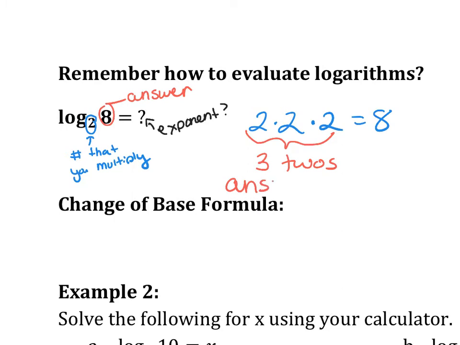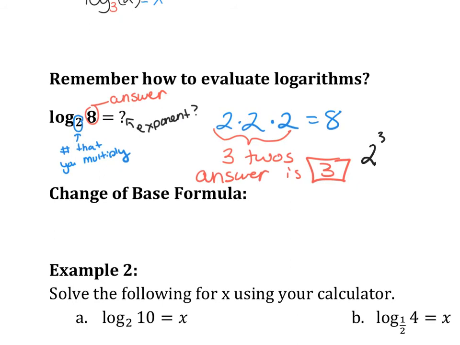So since we multiplied 3 2's, our answer is 3. Because 2 to the third power equals 8. 2 times 2 times 2, 3 2's together, we get 8. Now, this is good when the answer is actually a multiple of the base. Like we could do 2 times 2 times 2, that equals 8. But it's not always going to work out where you'll have a number raised to a nice integer exponent.